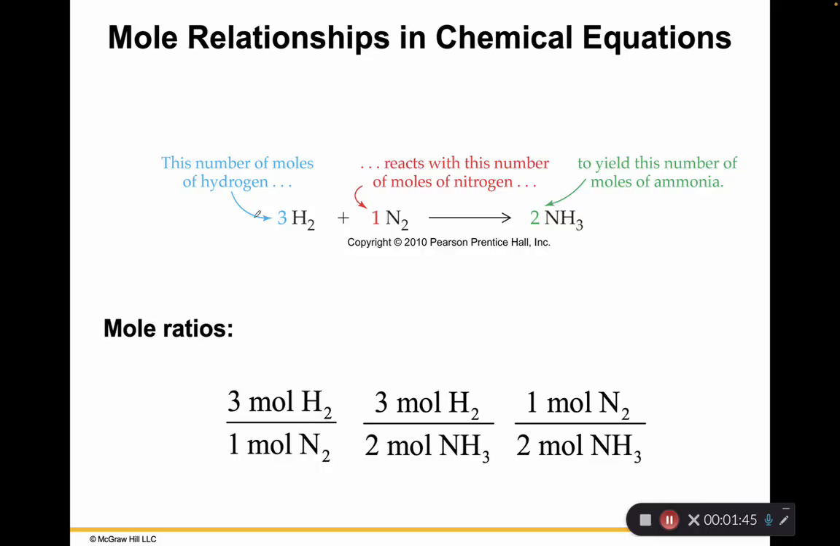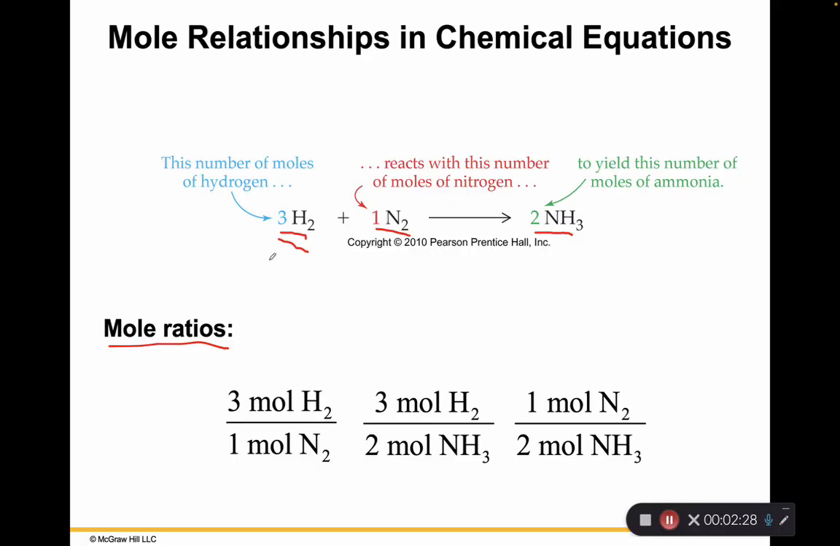It means that the coefficient in a chemical equation gives us the mole ratio, and these mole ratios can be used as a conversion factor. Here I can say 3 moles of hydrogen is equivalent to 1 mole of nitrogen, or 3 moles of hydrogen is equivalent to 2 moles of ammonia. So depending on which reactant or product we have to link, we use the corresponding conversion factor.